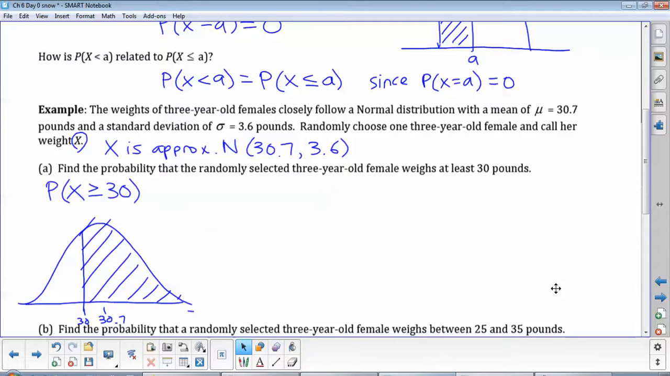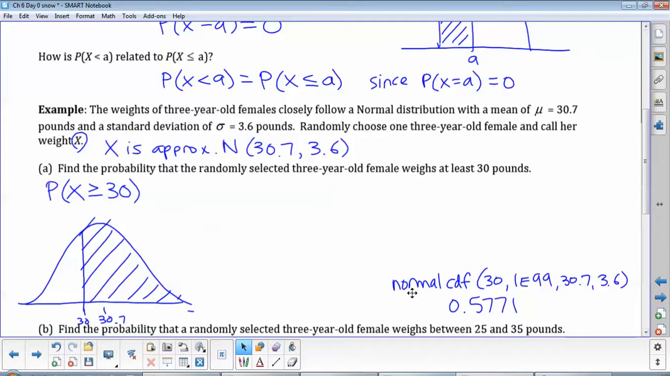So I'm going to do normal CDF with a lower bound of 30, an upper bound of positive infinity, or as close as my calculator gets, with this mean and this standard deviation. Now that's what I would do if it was a multiple choice question. Again, write a probability statement, draw a sketch, and do it on my calculator. And you don't have to write the calculator stuff on your paper. It's just to remind you in case you've forgotten how to use the calculator command.